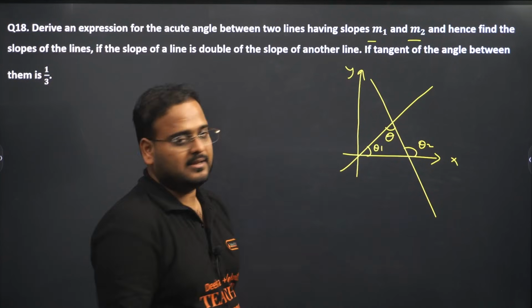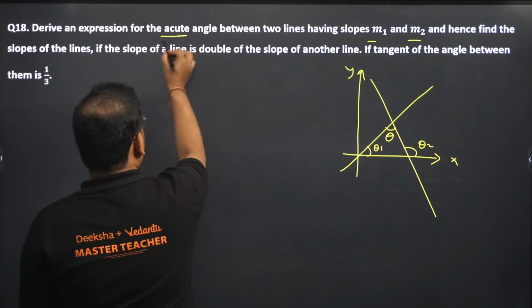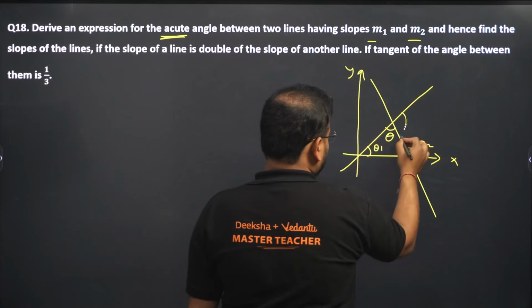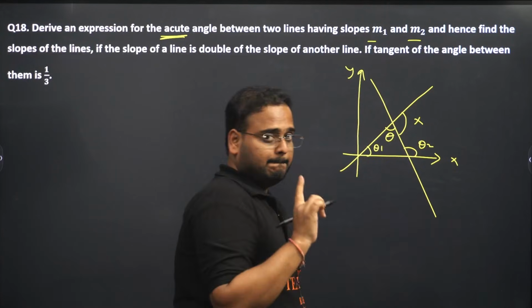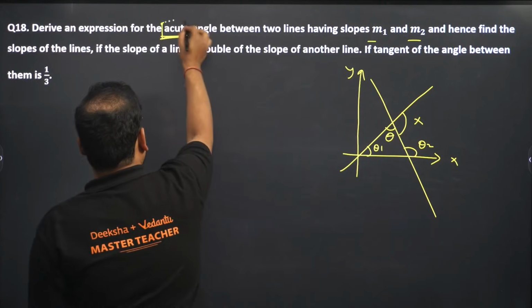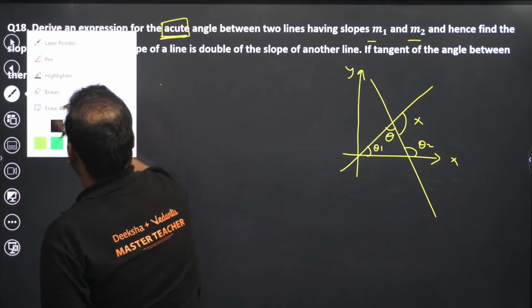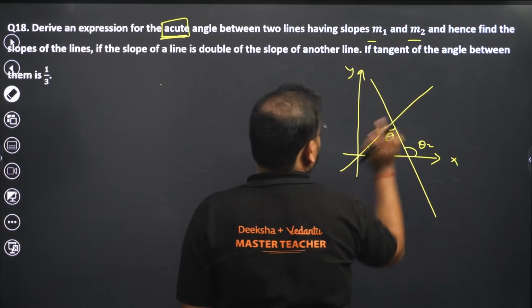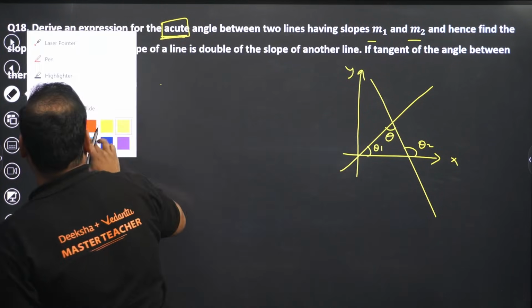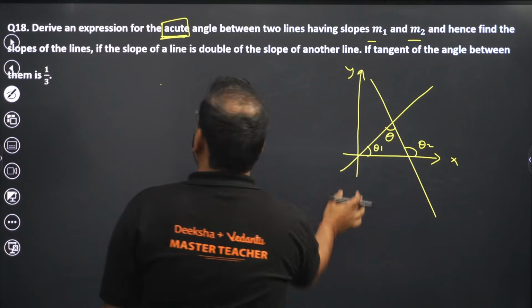Acute angle they're saying. They mentioned very clearly, acute. Somebody's thinking, sir, why not this angle? The word is acute. That's why we can't take this angle. That much is clear, sir. Understand them now.